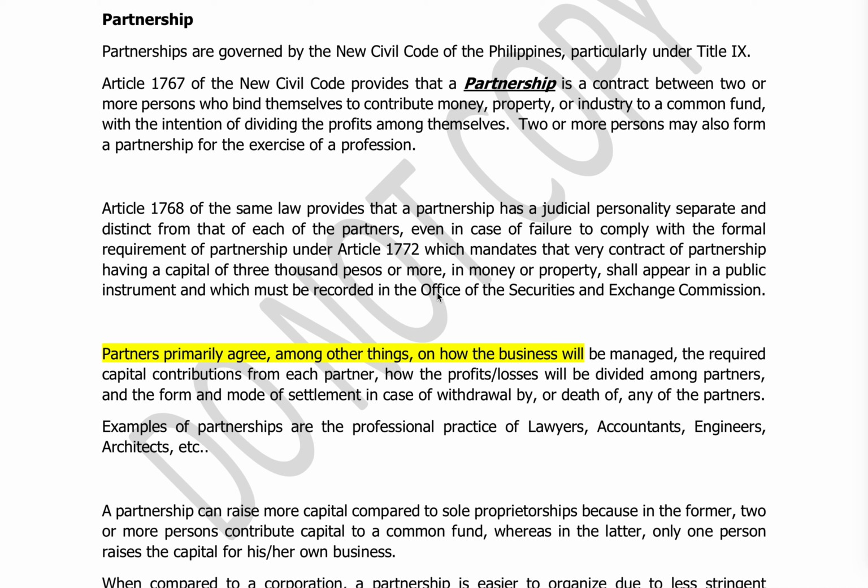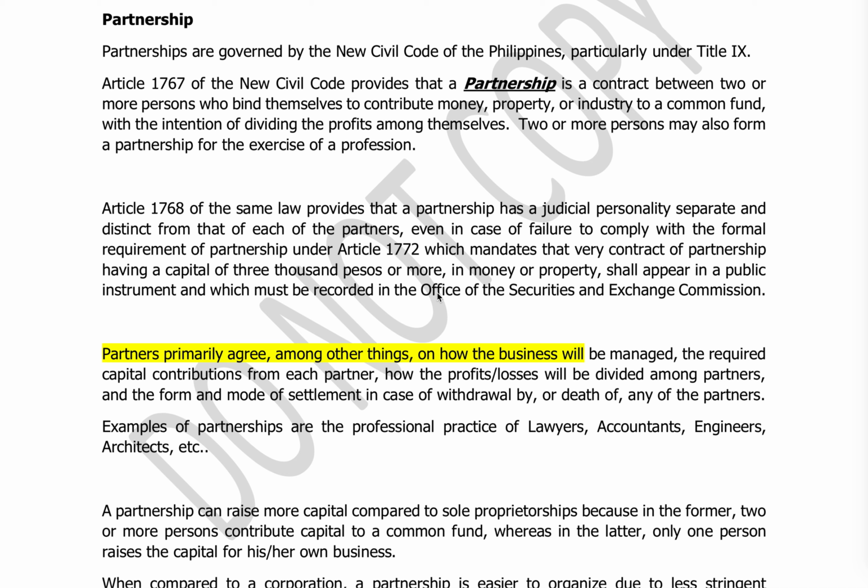And if there would be a case or a suit, generally, the one to be sued by a third person should be the AB partnership, not partner A and partner B, because there is a juridical personality that is separate and distinct from the partners. Of course, that is the general rule.